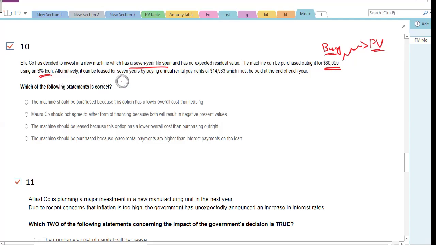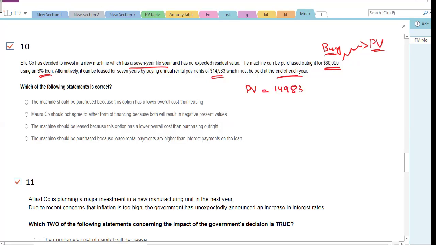Alternatively, it can lease it for 7 years by paying an annual lease of 14,983, which must be paid at the end of each year, for 7 years. So most probably the question is about which one we have to select, the lease option or the buy option. I think we'll do a quick calculation. The buy option is 80,000. In the lease option, we calculate the lease payment.